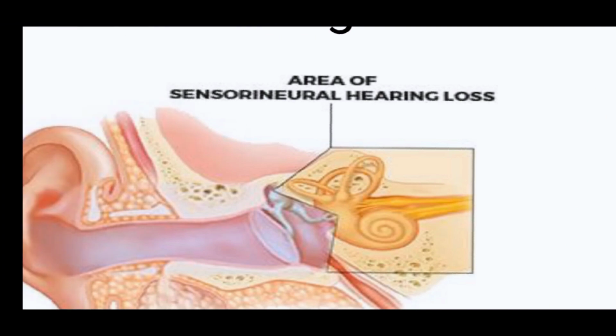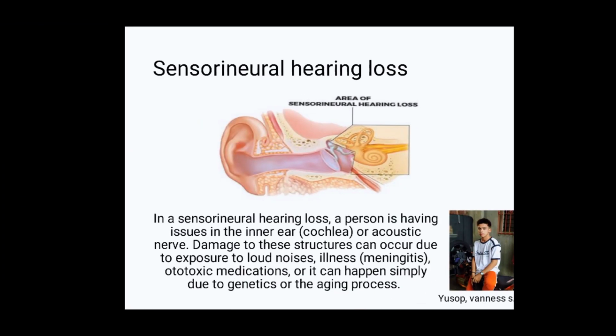This is the area of sensorineural hearing loss. In sensorineural hearing loss, a person is having issues in the inner ear, cochlea, or acoustic nerve. Damage to these structures can occur due to exposure to loud noises, illness, ototoxicity, or it can happen simply due to genetics or the aging process.